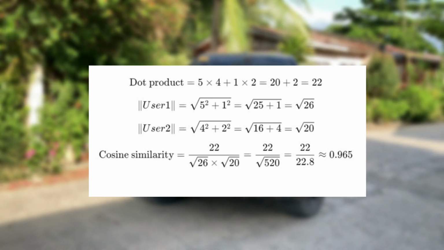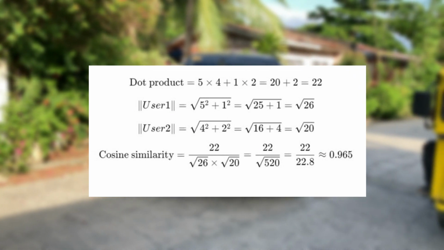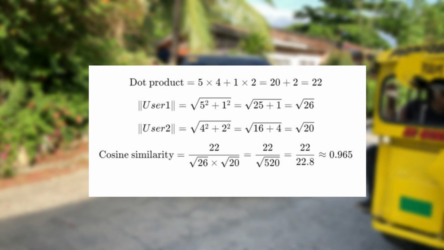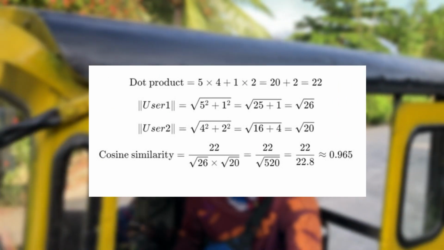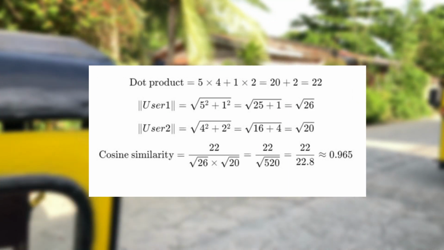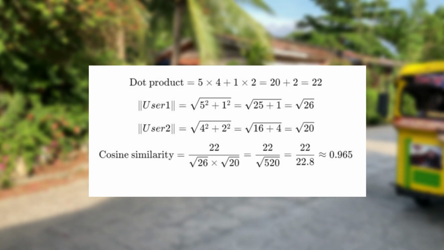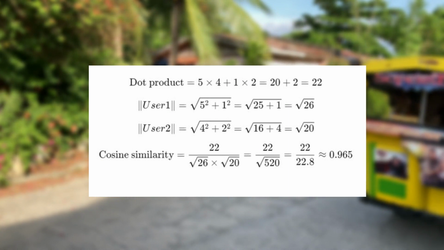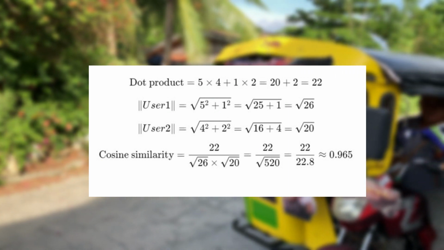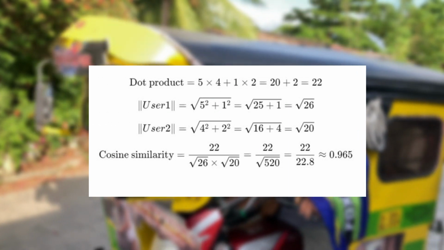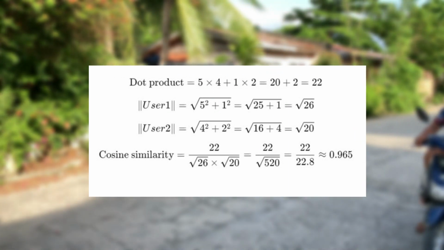For the magnitude of vector A, we will have to solve the square root of 5 squared plus 1 squared. This would equate to the square root of 25 plus 1, and this would further equate to the square root of 26. To solve for the magnitude of vector B, we will have to solve for the square root of 4 squared plus 2 squared. It would result in the square root of 16 plus 4, and this would further result in the square root of 20. After finding these three variables, we can now solve for the cosine similarity.